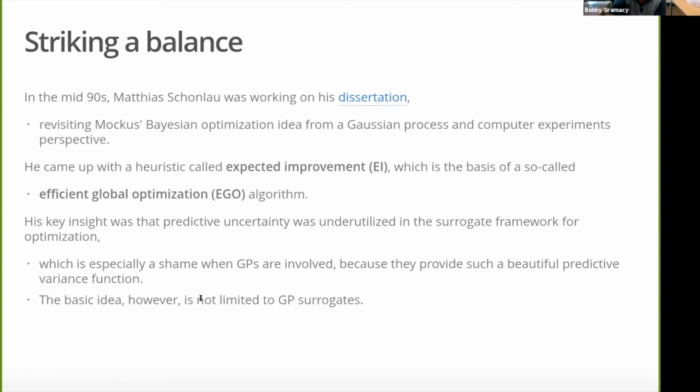His key insight was exactly what I put on the previous slide, that predictive uncertainty was underutilized in the surrogate framework for optimization, which is especially a shame when Gaussian processes are used as surrogates because they provide such beautiful predictive variance surfaces, because they give those sausages. The sausages really capture what's going on when mean compares to variance. The idea that he had is not limited to Gaussian processes, but I think it's particularly a shame if that's what you're using.